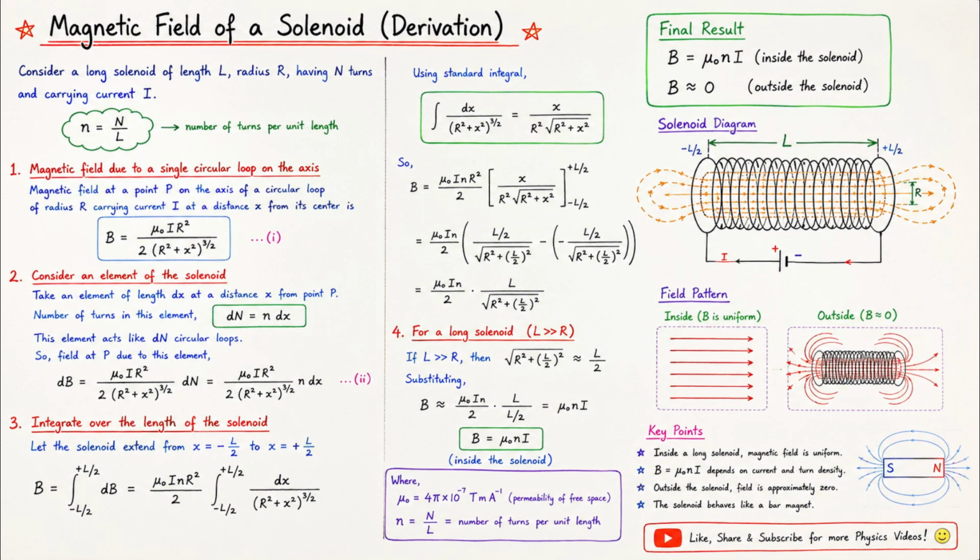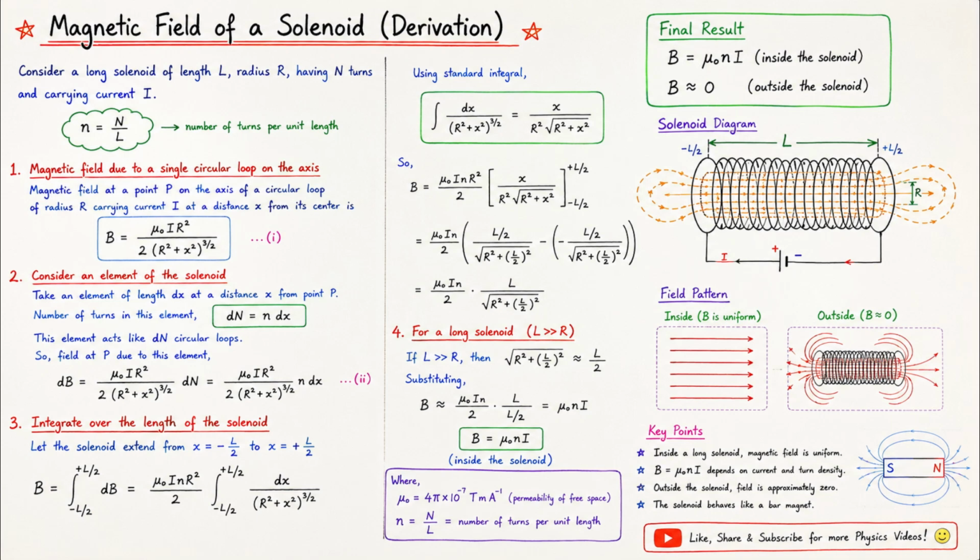Step 4, long solenoid approximation. For a long solenoid, L is much greater than R. Hence, substituting R² plus L²/4 approximately equals L²/4. B equals μ0 n I over 2 times L over L/2. Therefore, since n equals N/L, the magnetic field inside a long solenoid is B equals μ0 nI.